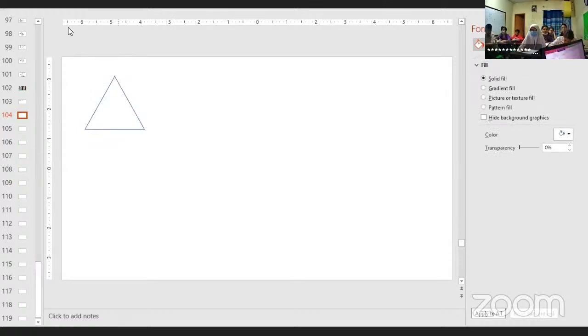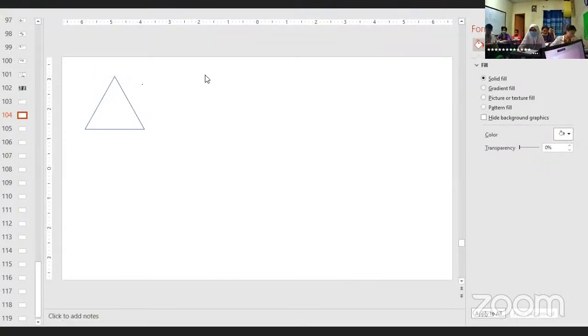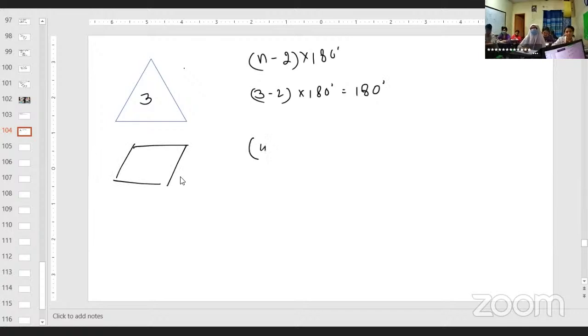Apply the formula. How many sides are there? N means number of sides. So just write down n minus 2 into 180 degrees, right? How many sides does it have? 3. So just put 3 here, and it is going to be 180 degrees. For any quadrilateral, n will be 4, minus 2, multiplied by 180 degrees. So that is 360 degrees, right? 2 multiplied by 180 degrees.